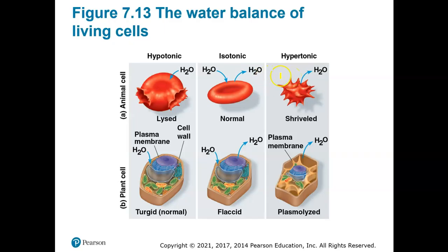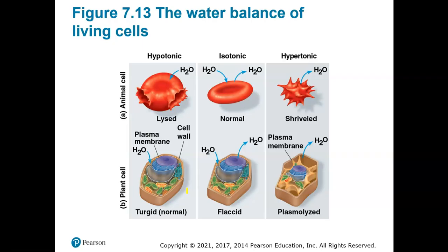But if you place red blood cells in a hypertonic solution that has a higher concentration of solute than inside the cell, water is going to leave the cell and the cell is going to shrivel. And there's actually a word for that. It's called crenation. Now, it's different in a plant cell because a plant cell has a cell wall.